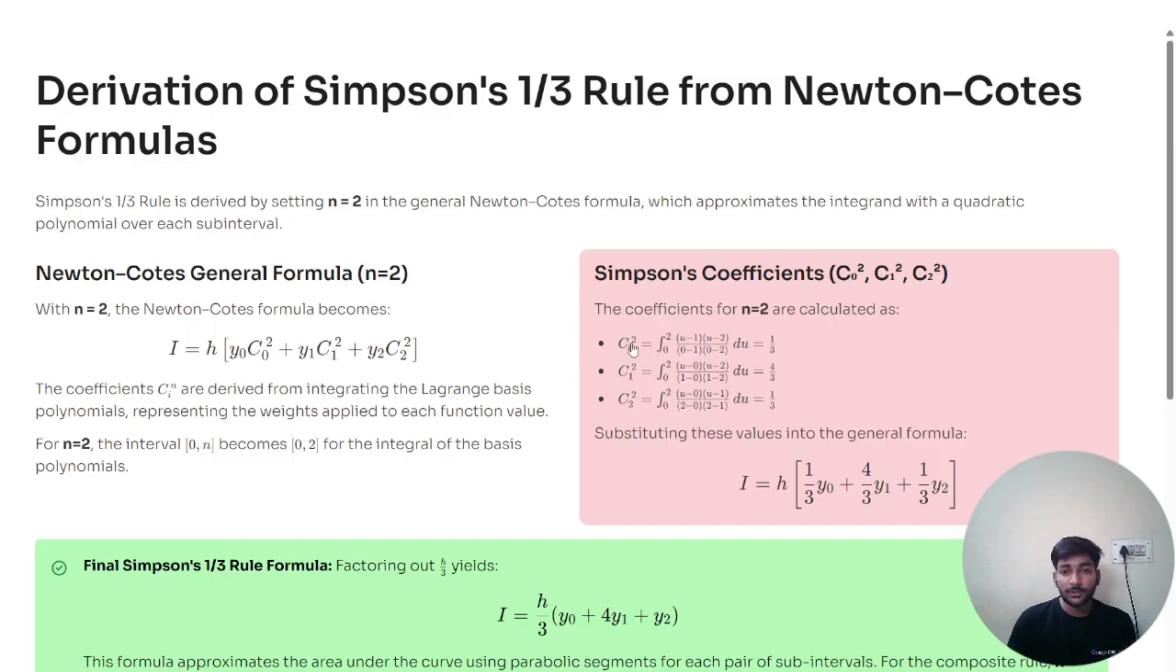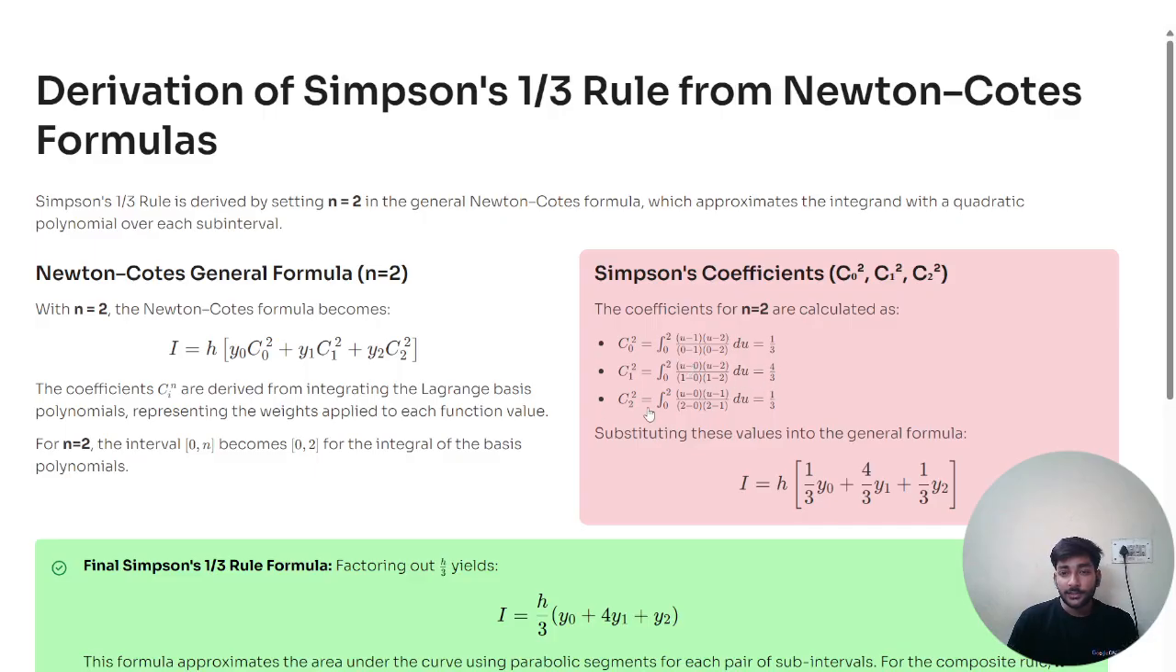When we calculate the value of C02, we will get u minus 1, u minus 2 divided by 0 minus 1, 0 minus 2, and after integrating this and applying the limit, we get 1 by 3. And C12, when we calculate C12, then we get this: u minus 0, u minus 2, 1 minus 0, 1 minus 2, and after integrating this and applying the limit, we get 4 by 3.